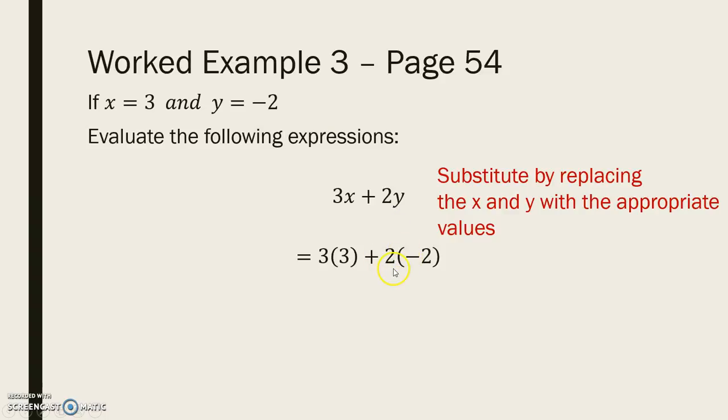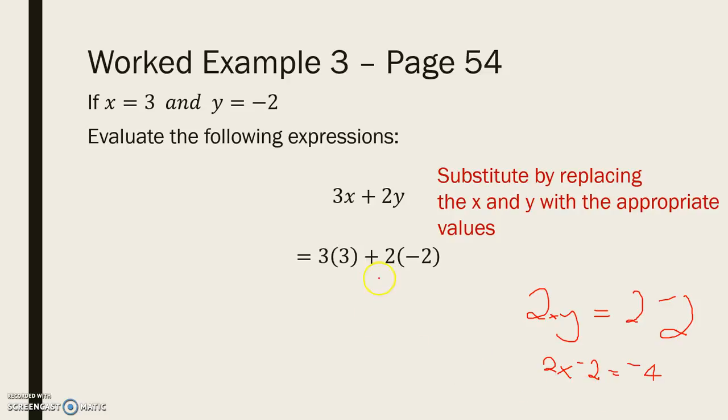Now my advice is whenever you're substituting, substitute them in with brackets. This avoids confusion. For instance, if we look at the second part here, the 2y equals 2, and some people like just to do this, 2, negative 2. And there's some confusion there that might look like 2 take 2, which is 0. We know that's not true. This actually means times or multiply. So what we should be doing is 2 times negative 2, which equals negative 4.